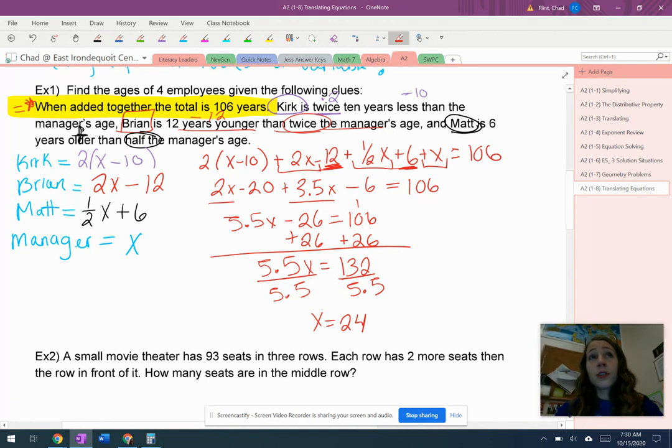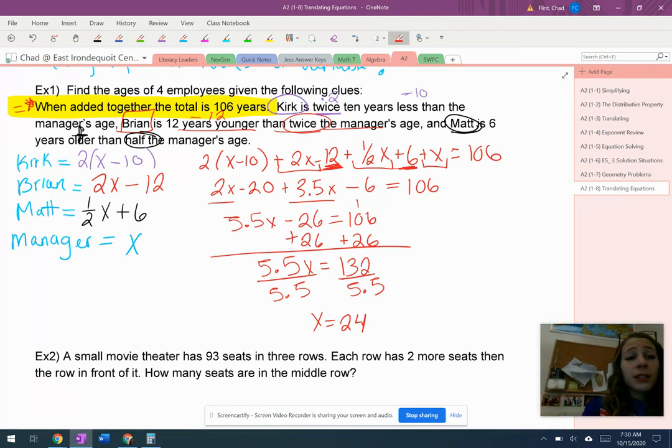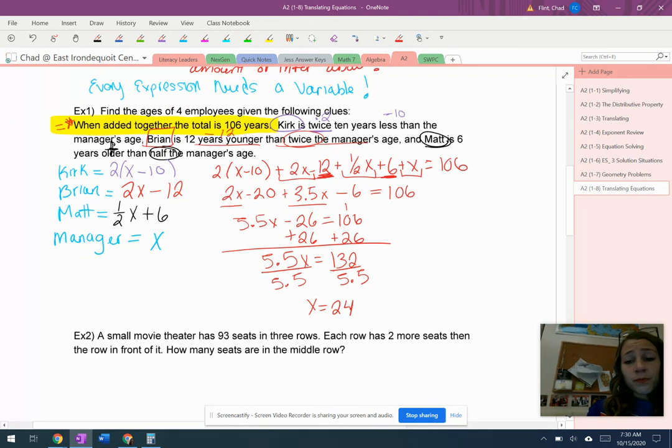Now, last thing we need to do is just make sure that we answered the question. So find the ages of 4 employees. So we just found X. We did not find the ages of all 4 employees. We just found X, which just so happens to be the manager's age. So we know the manager is 24 years old.